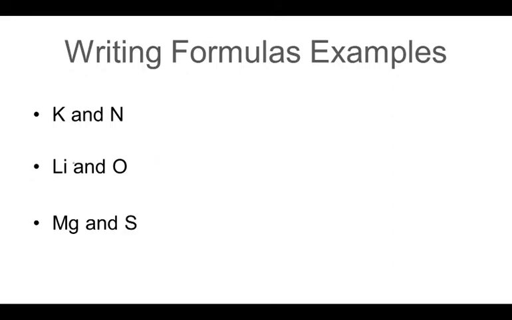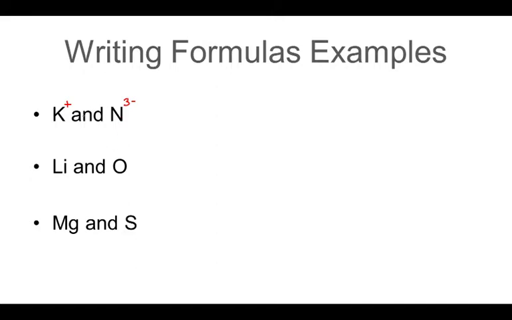So when you're writing formulas, the first step always, either way, is you're going to identify what charge these things are going to have. Well, potassium has a charge of +1, so we'll just write a plus above it, and nitrogen has a charge of 3 minus because it's in the 5A column, so it needs to gain 5 electrons.